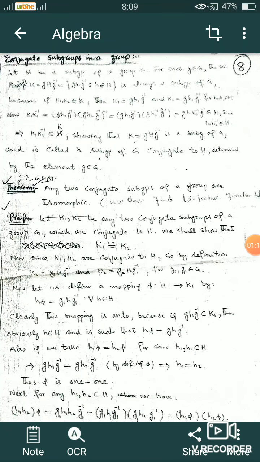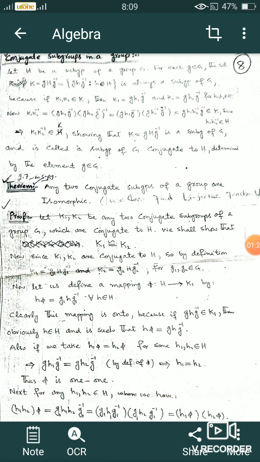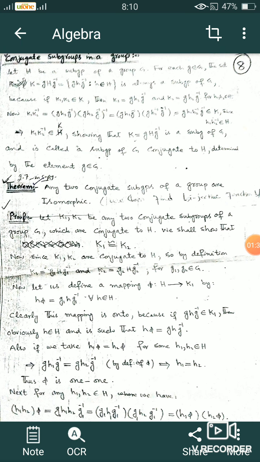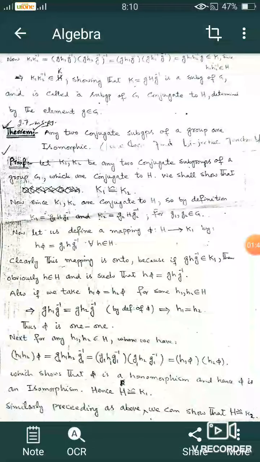That is the form of the K set elements, and we know that h1h2 inverse belongs to H because H is a subgroup. This implies that k1k2 inverse belongs to K, showing that K equal to gHg inverse is a subgroup of G and is called a subgroup of G conjugate to H. Therefore, we can say that H and K are two subgroups which are conjugate to each other, determined by the element g belonging to G. Now we have a theorem: any two conjugate subgroups of a group are isomorphic.